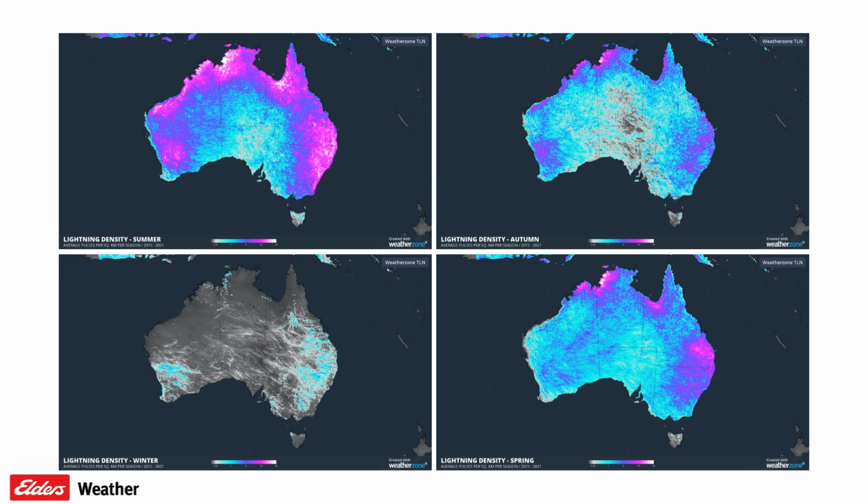And this is quite obvious when you think about the key ingredients that are needed for thunderstorms, because you need heat near the surface and you need moisture in the atmosphere, and both of those are in abundance over Australia in the warmer months of the year.